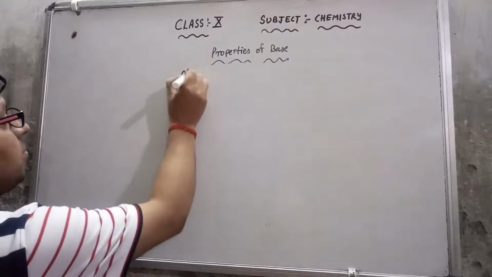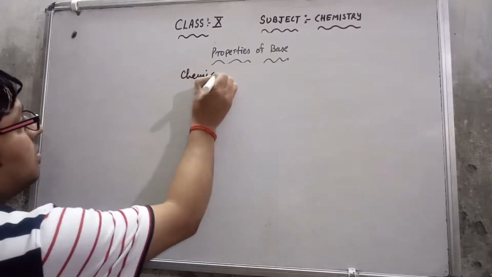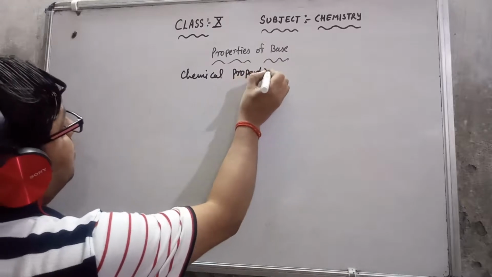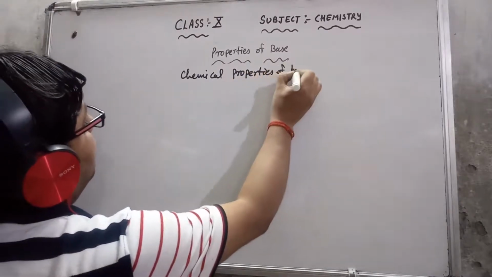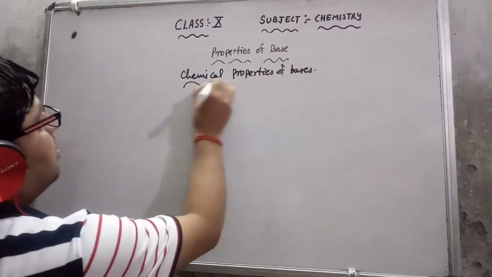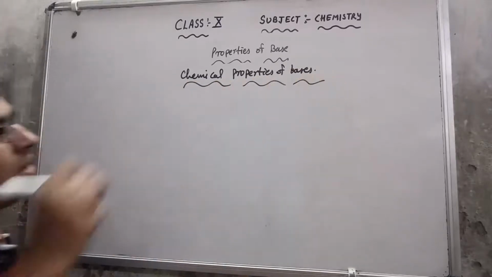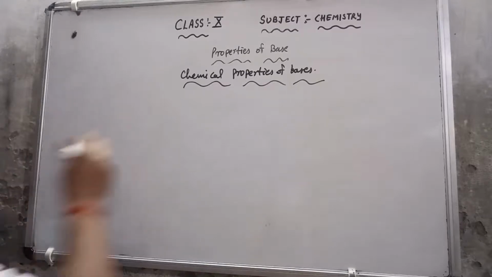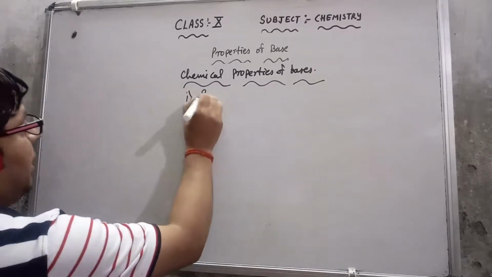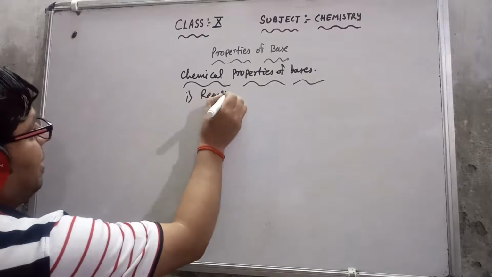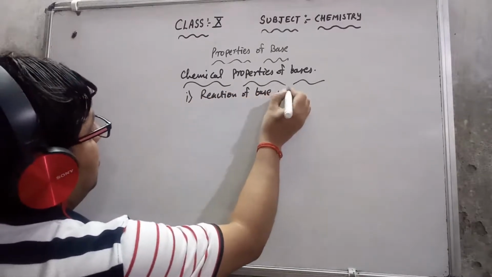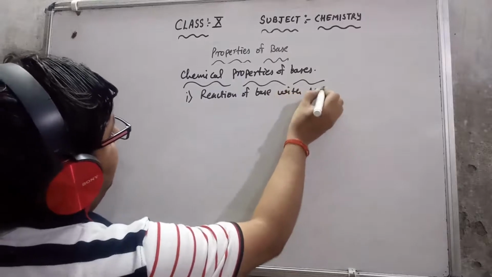Chemical properties of bases, very simple. The first is the reaction of base with metal.